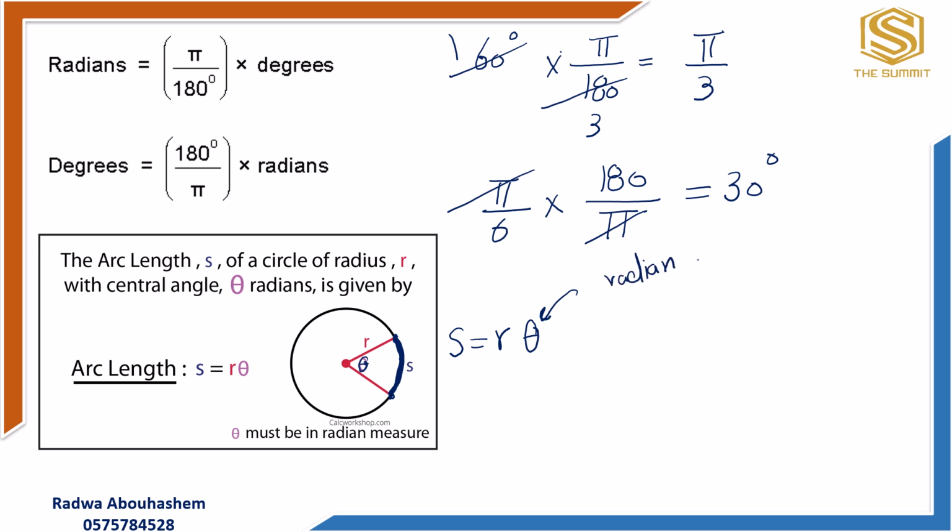So for example, if I need the arc length for theta pi over 3 and the radius is 6, then S equals the radius 6 times pi over 3. So here it would be 2 pi.